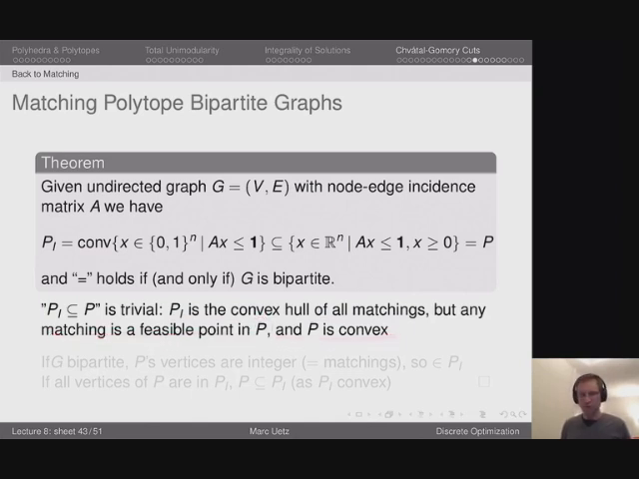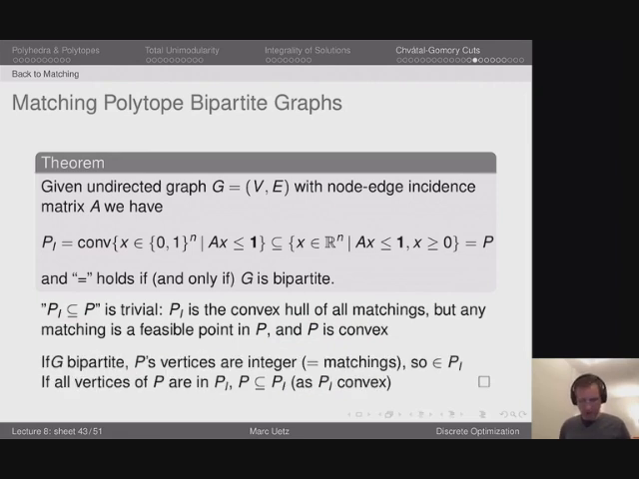And this fractional matching polytope is also convex. But Pi is the smallest convex set containing all the matchings, and this is also a convex set containing all the matchings. So therefore, this containment is clear. And in the other direction, if I have a bipartite graph, I know that the vertices of this fractional matching polytope actually are integer vertices, and these integer vertices correspond to matchings. So therefore, they are also contained in the object on the left-hand side.